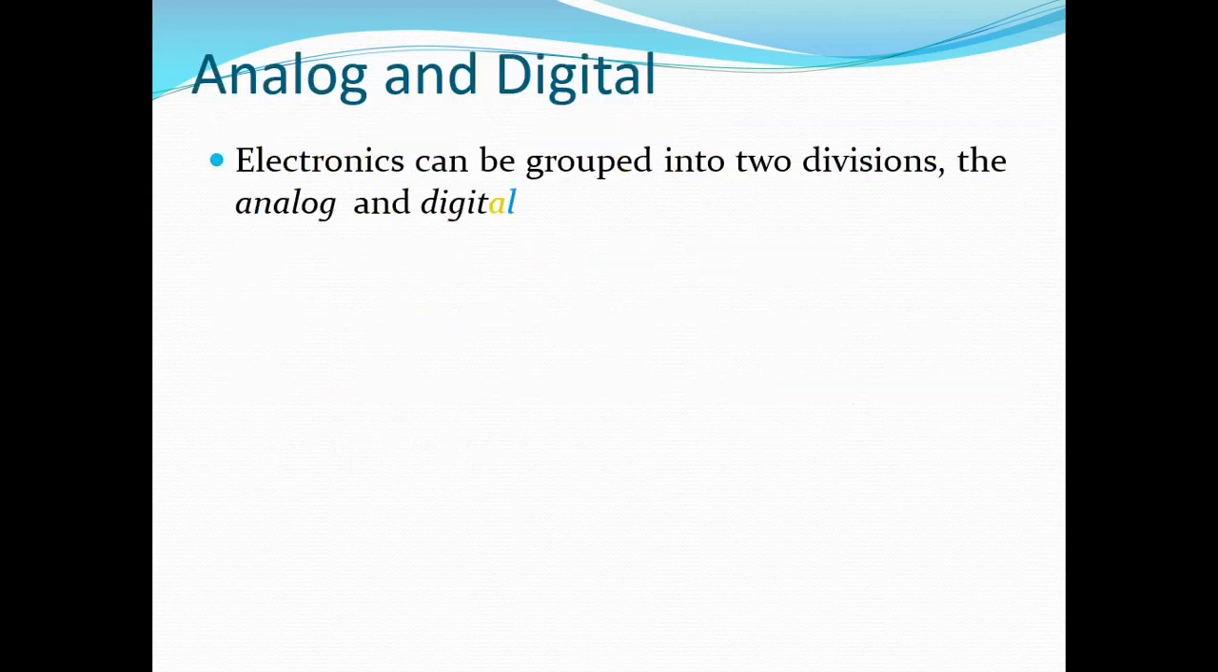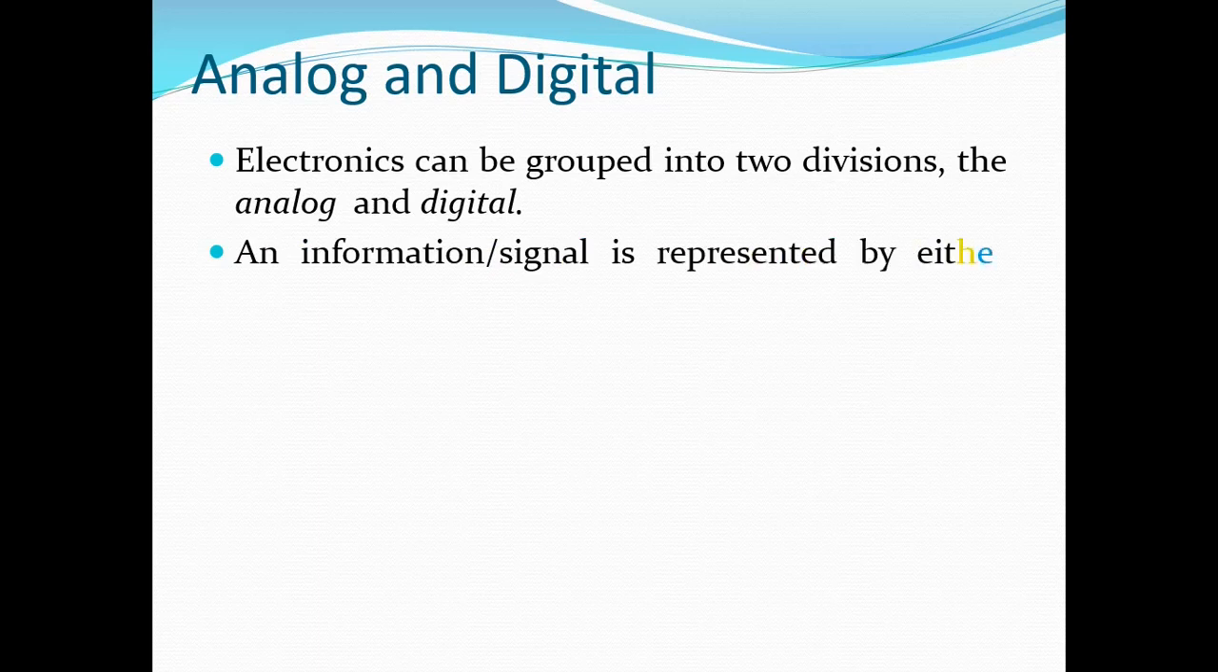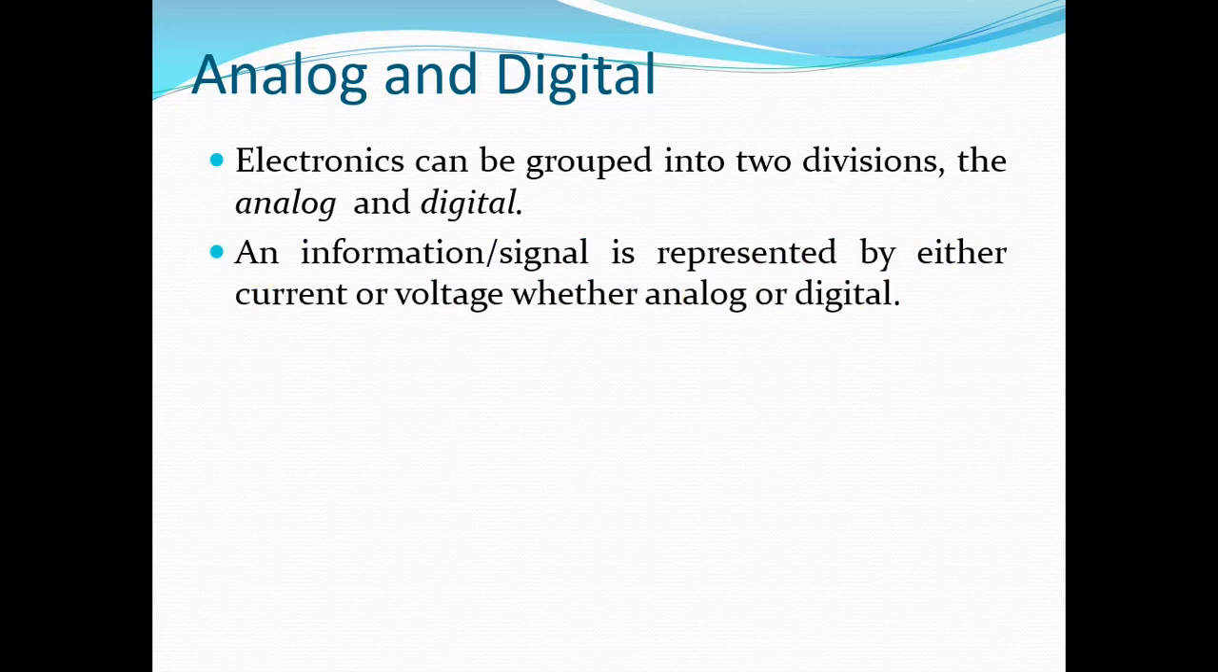So what is analog and digital? There are two divisions in communications, that is analog and digital. Communications is the means of sending information and receiving information. So we have analog and digital. In analog or digital, signals are represented by voltage level.